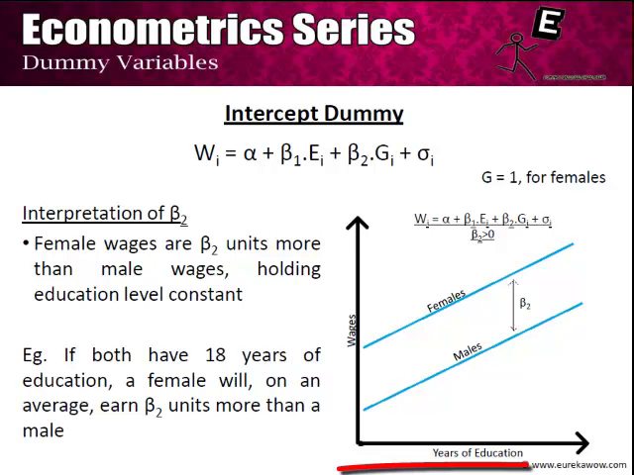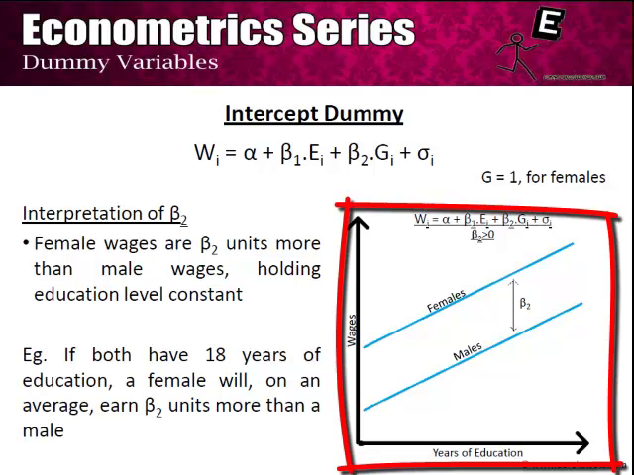Now to see it graphically, we have drawn the two regression lines, assuming that there is a positive intercept and assuming that there is a positive slope. Now the distance between these two lines will uniformly be beta 2. So these are two parallel lines and the distance between them is given by beta 2.